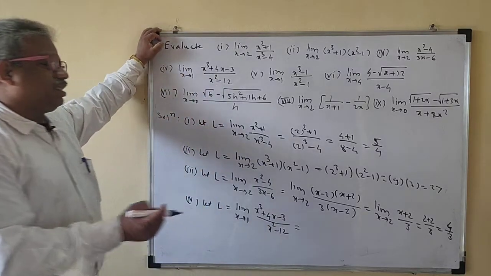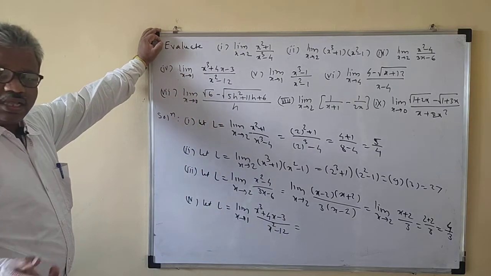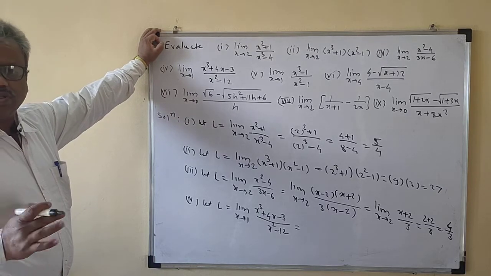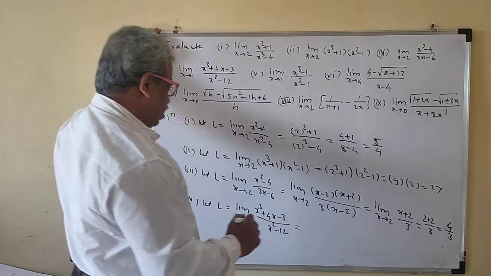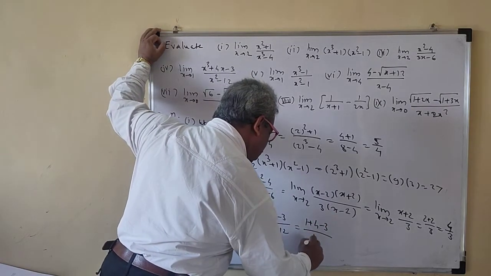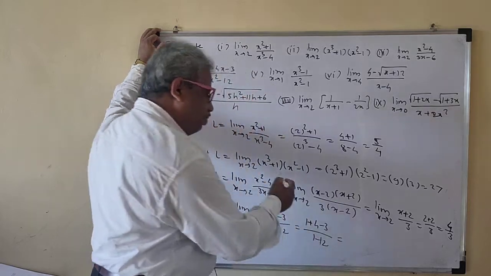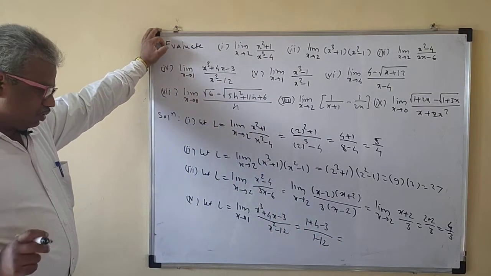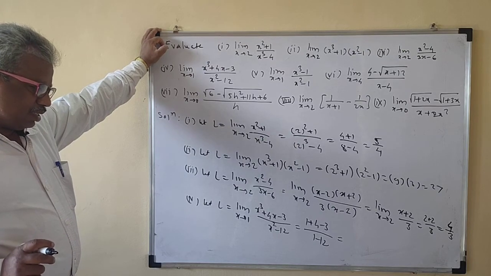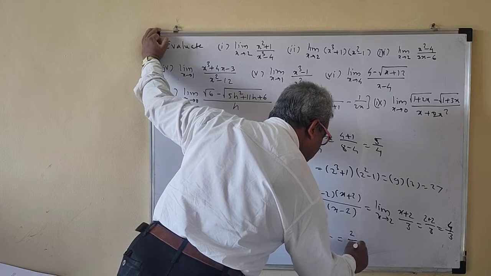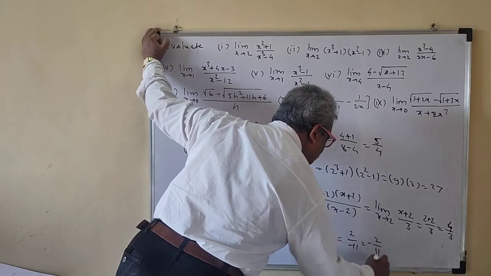Now see, if you put x equal to 1 at the denominator, your denominator is not 0, whatever the numerator may be. So directly you can put x equal to 1 here. So this is 1 plus 4 minus 3 upon 1 minus 12. Directly we can calculate the powers. So this is 5 minus 3, which is 2, upon minus 11. So this is minus 2 by 11.